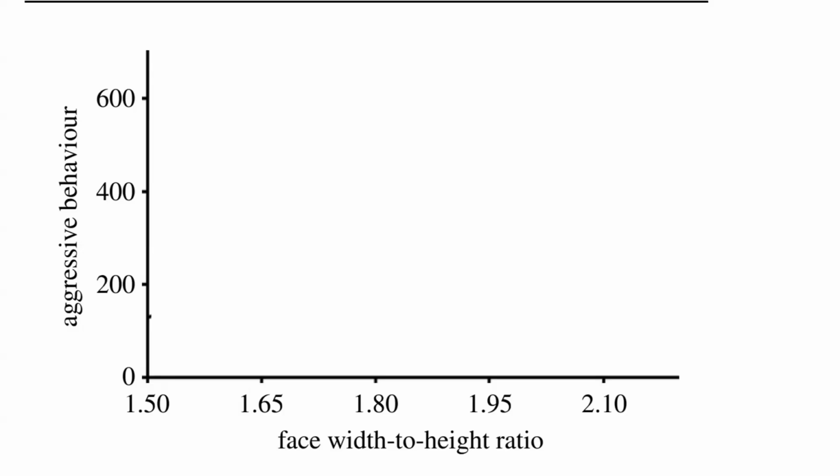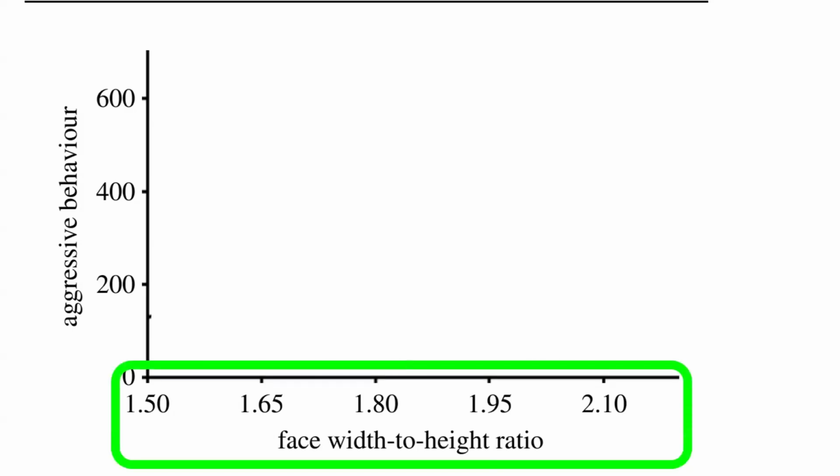So the explanatory variable is what you think is causing the other variable. It's what you believe is the explanation for the scores on the other variable. So in this case, they're trying to use facial width to height ratio to predict aggressive behavior. So they're hypothesizing that width to height ratio will explain their aggressive behavior. So that width to height ratio, that's the explanatory variable.